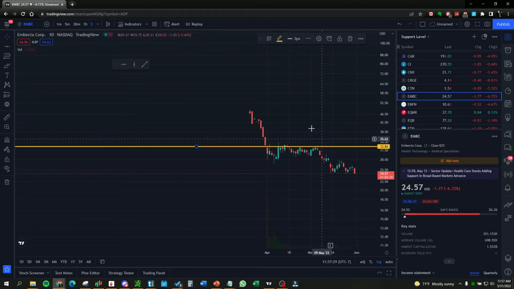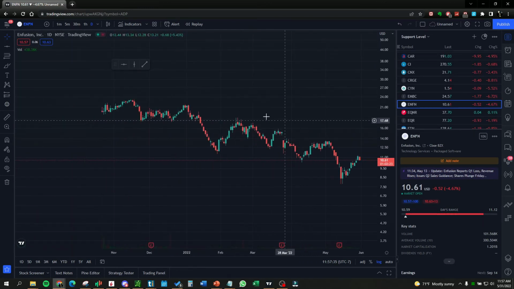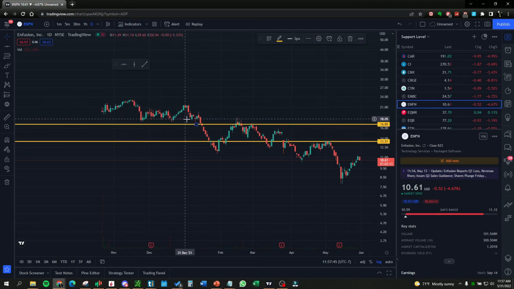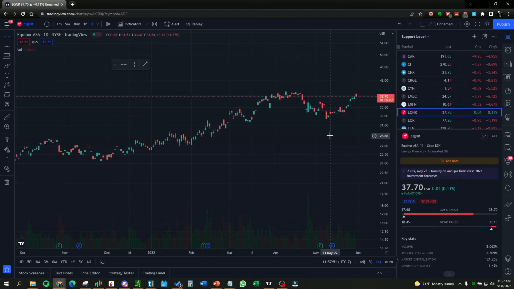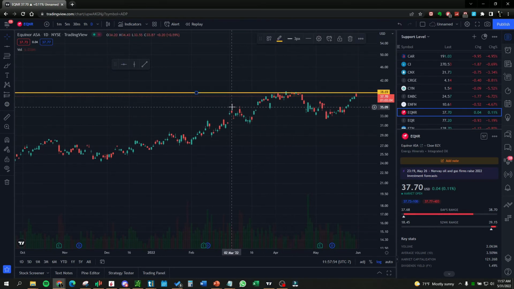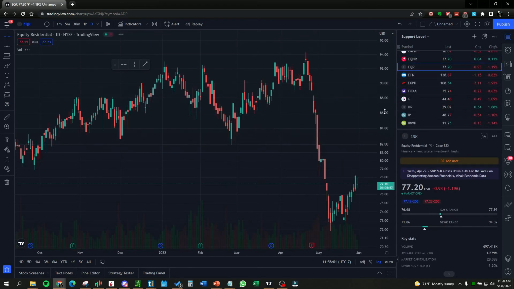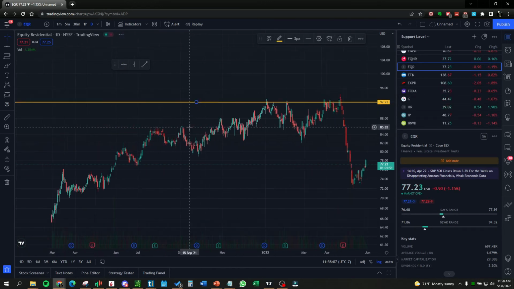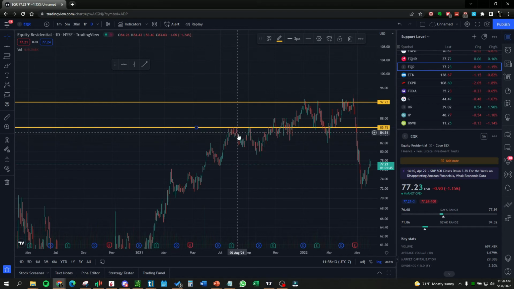This is the resistance line. This is the resistance line. This is another resistance line. Again, support becomes resistance. This could be a resistance line. We'll do a couple more. This could be a resistance line. This could be a resistance line right here.